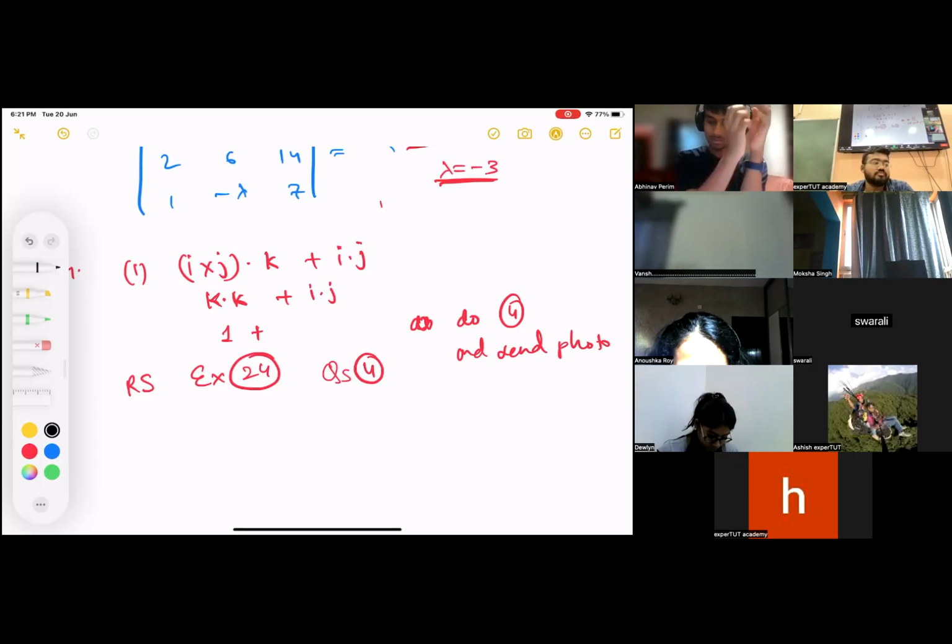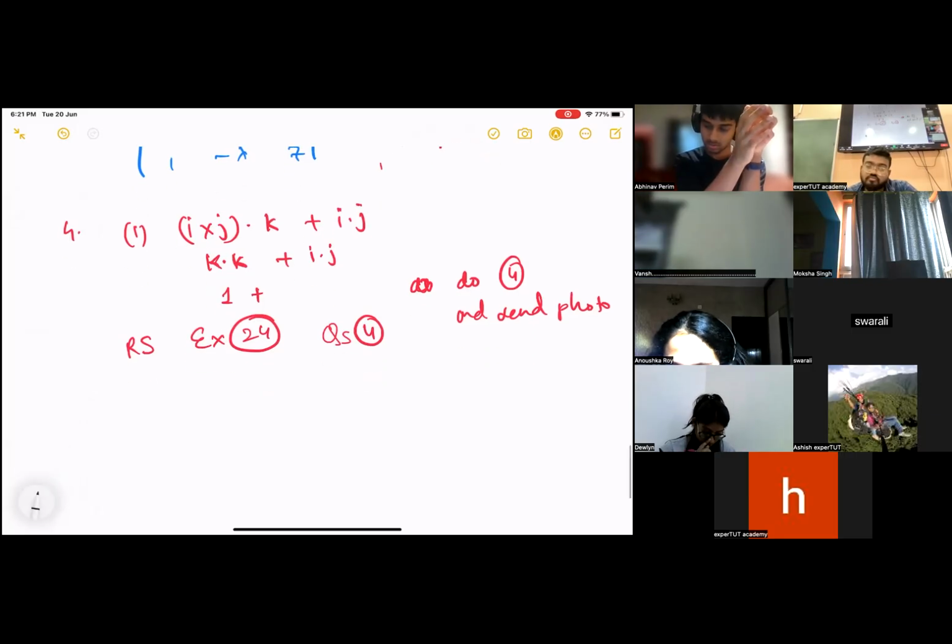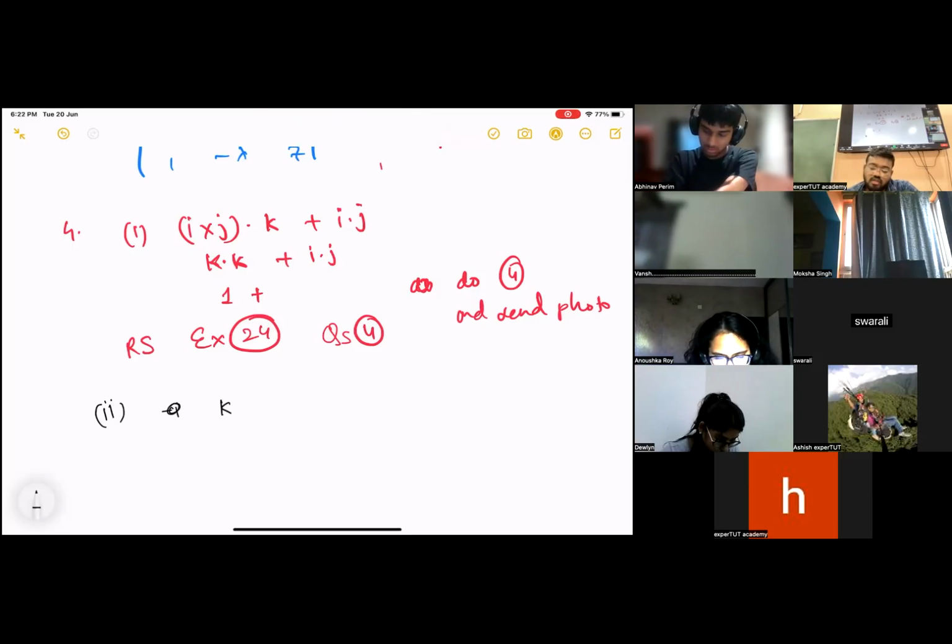Second and third part. Darsh, say the second part. Minus I cap dot I. No, the question itself. K cross J in bracket, dot I cap, plus J cap dot K cap.